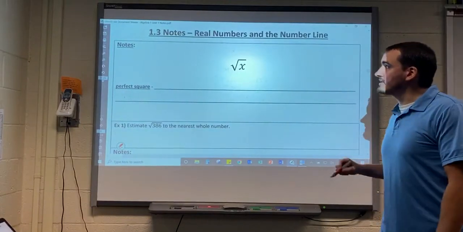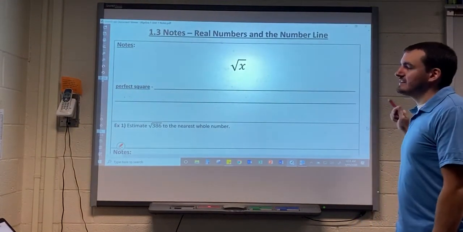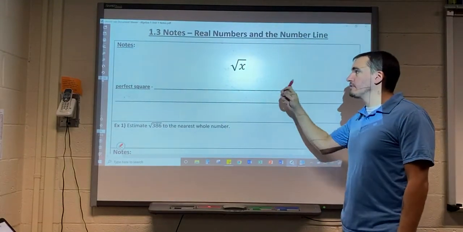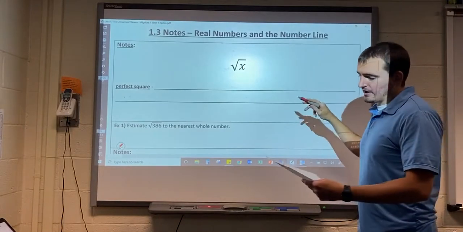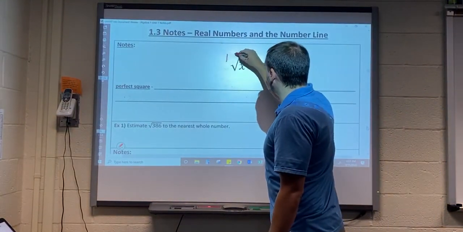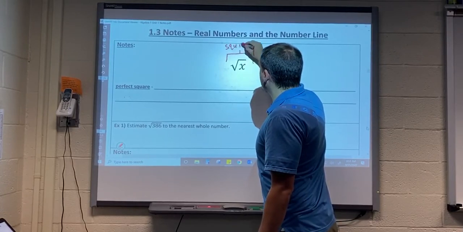All right, today we are talking about lesson 1.3, real numbers and the number line. Okay, so for the first thing we're going to talk about here are square roots. Okay, this whole thing here is what we call a square root.